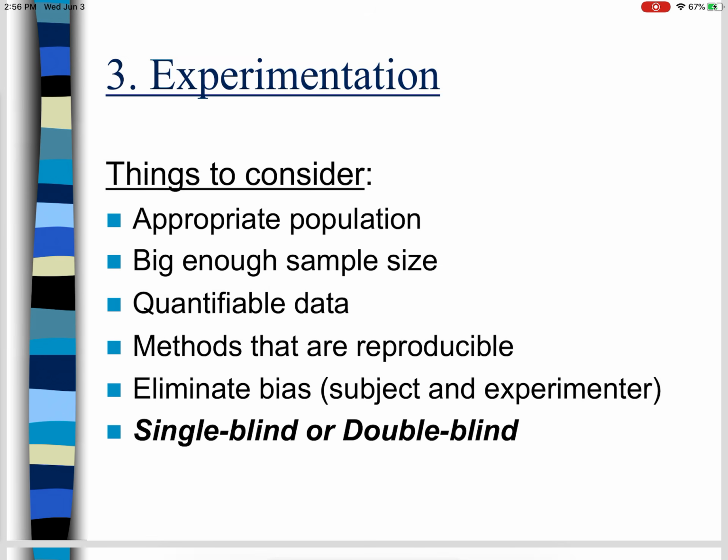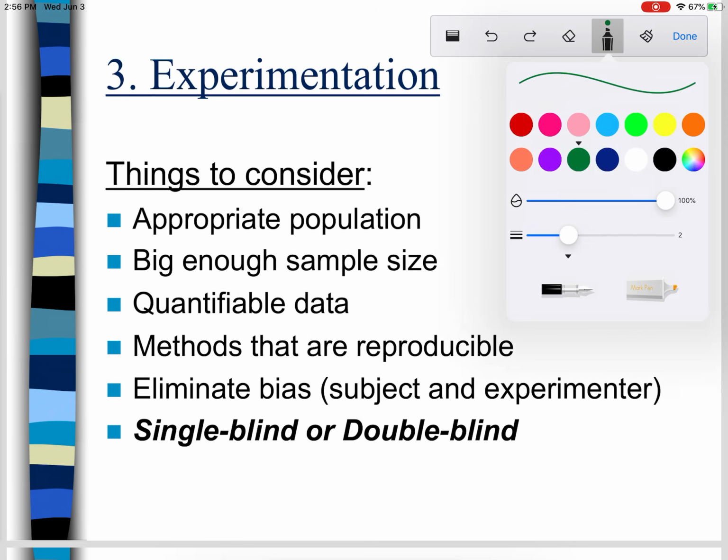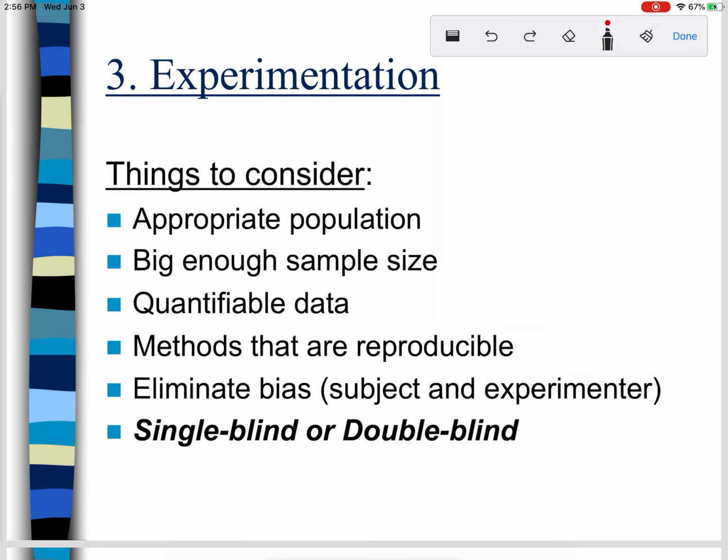When you are setting up your study, there are a lot of things to consider. You obviously want to have the appropriate population. So I would probably want to test whey protein on weightlifters, not on marathon runners. You want to have a big enough sample size. More is better. You want to have something that is quantifiable, which is another way of saying measurable. I want to test muscle strength. I want to put them on a machine and test the exact number of kilograms they can lift.